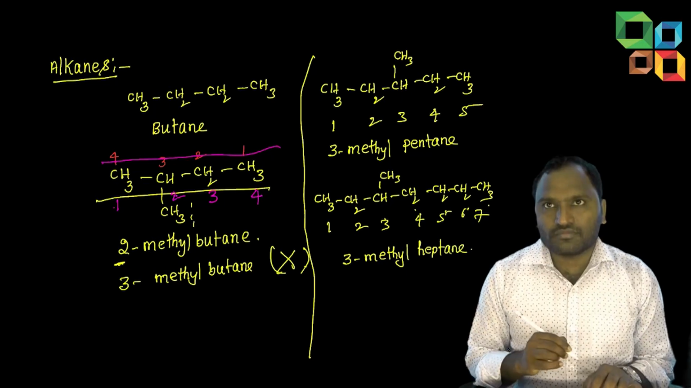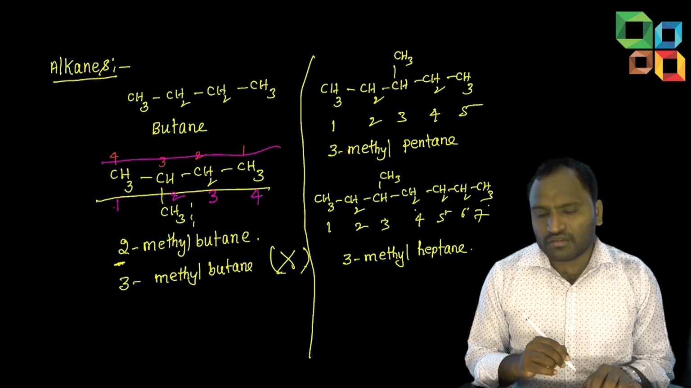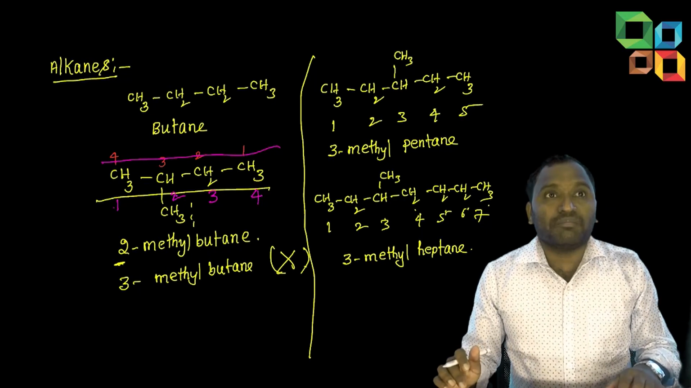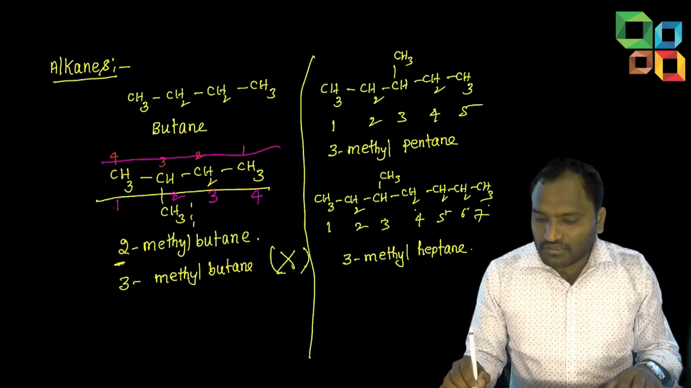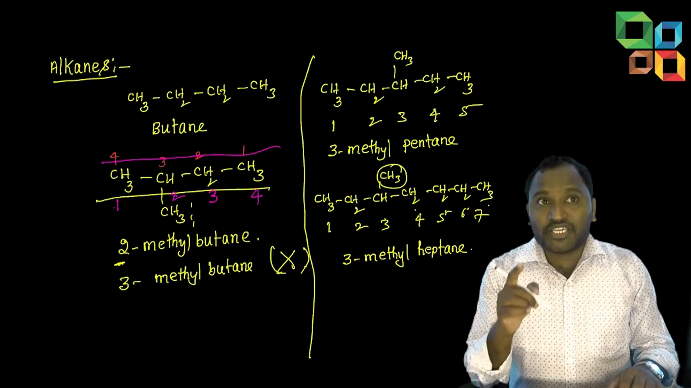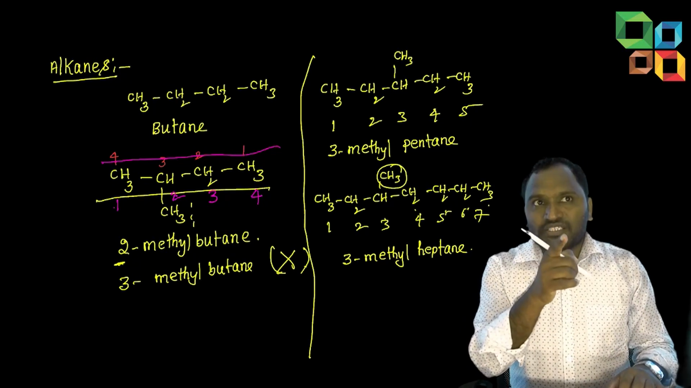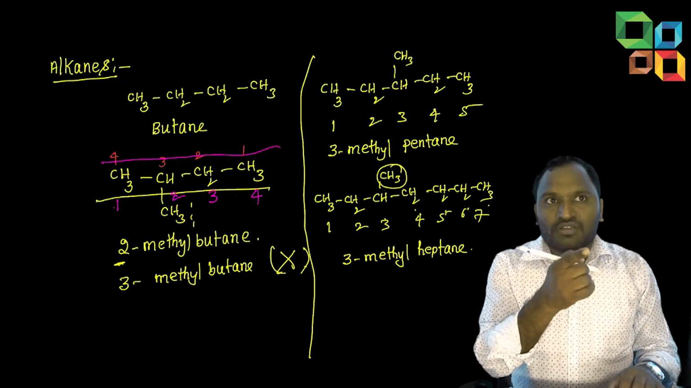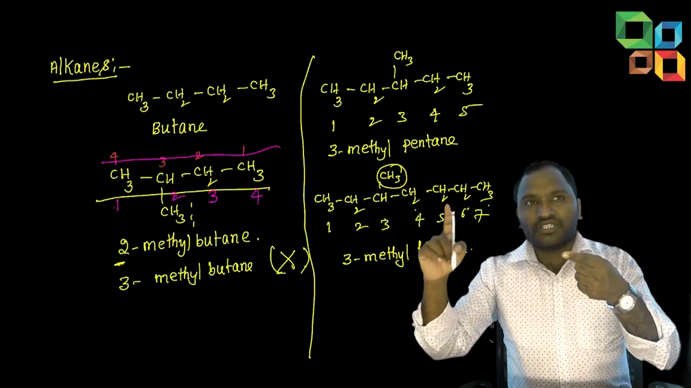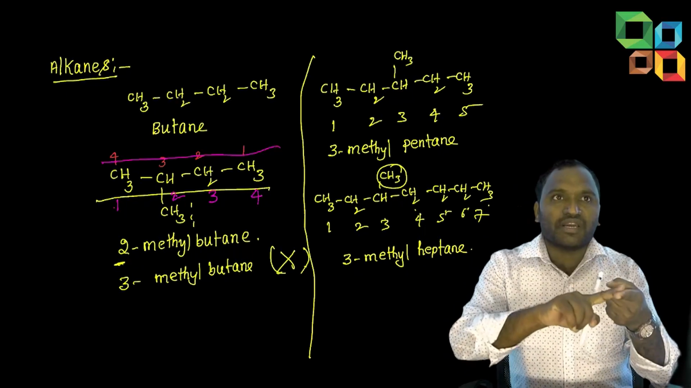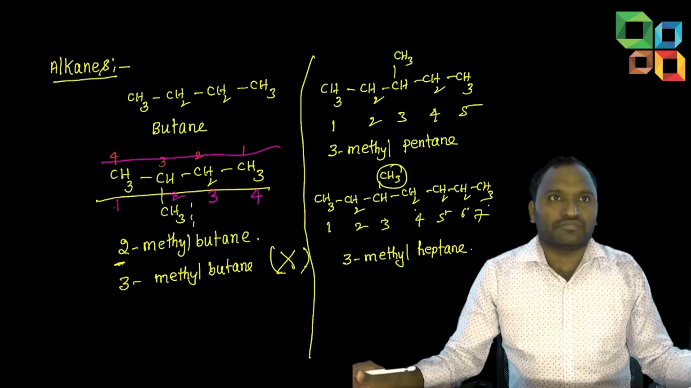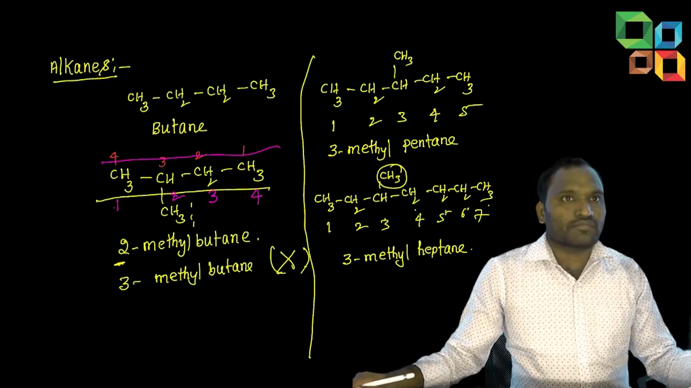Why is it methyl? This is methyl. CH4 is methane. In the beginning, in the first one and a half sessions, I told you: alkane minus hydrogen gives alkyl. Methane minus hydrogen gives methyl. Ethane minus hydrogen gives ethyl. Got it, no?